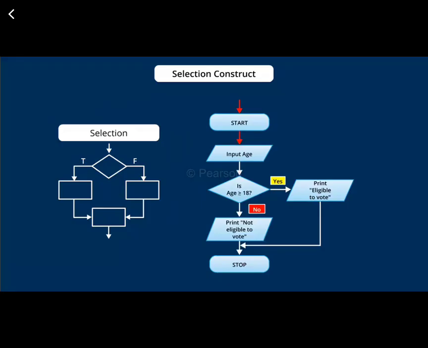For that, we input the age. The computer checks if the age is equal to or greater than 18. If yes, then the message "eligible to vote" is printed. If not, then the message "not eligible to vote" is printed, and the program then ends.